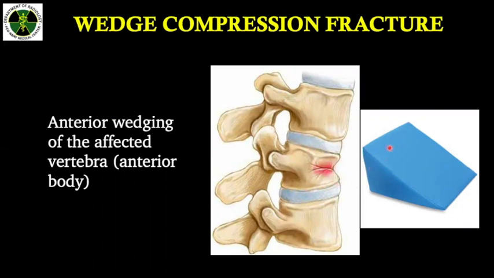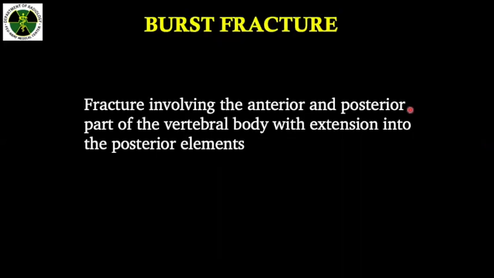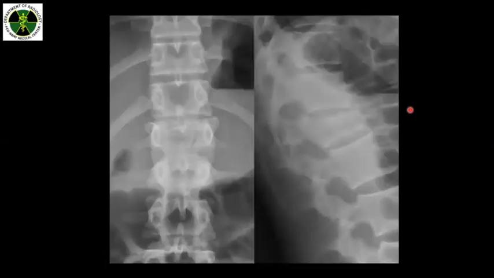There is anterior wedging. When we say wedging, this is a wedge, right? So instead of being a box, it becomes wedge shaped. We say anterior wedging when the shortening happens anteriorly more than posteriorly. So this is a wedge compression fracture. Burst fracture is a fracture involving the anterior and posterior parts of the vertebral body with extension into the posterior elements.